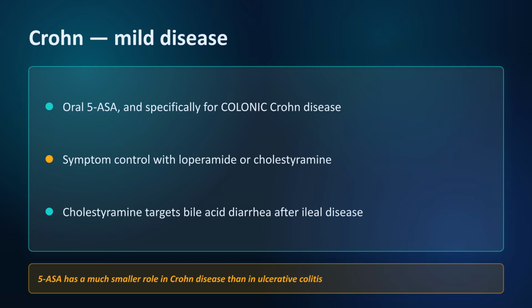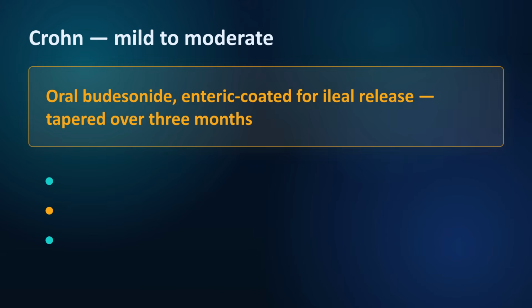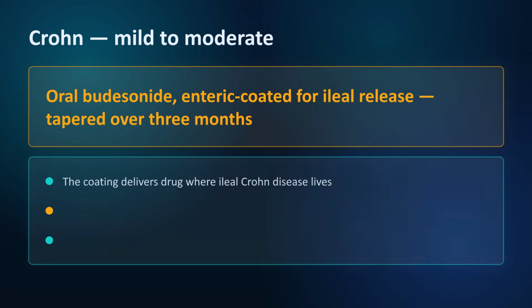Loperamide should be avoided in severe colitis. It can precipitate toxic megacolon. For mild to moderate Crohn disease, oral budesonide, enteric coated for ileal release, tapered over 3 months. Every part of that sentence is doing work. The enteric coating means the drug is not released until it reaches the ileum, which is exactly where the most common form of Crohn disease lives.